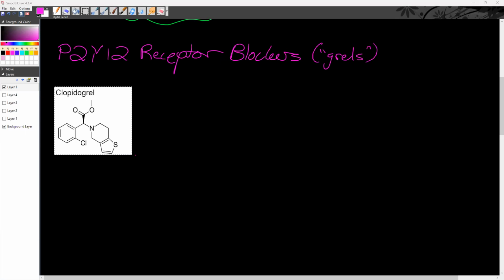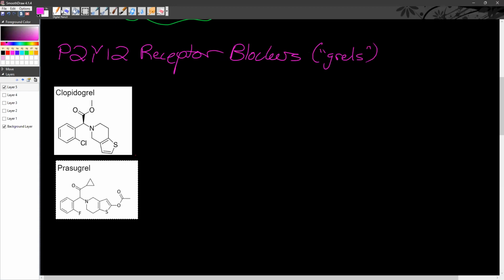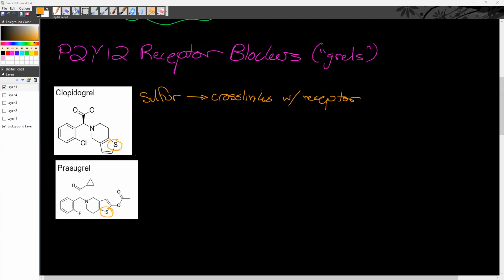So in terms of prasugrel and clopidogrel, it's this sulfur moiety down here that we're really relying on. So the sulfur is going to be creating cross links with the receptor, and that's what's going to prevent it from allowing the receptor to be activated subsequently. So without that sulfur moiety in it, we wouldn't have any ability to have the drugs act the way that we want.